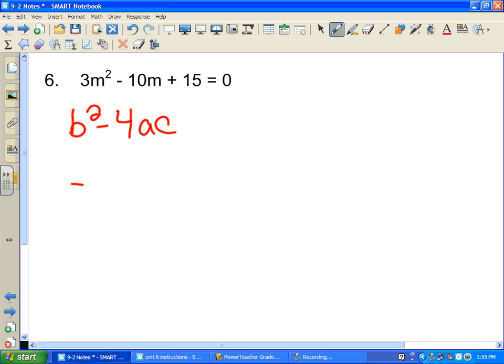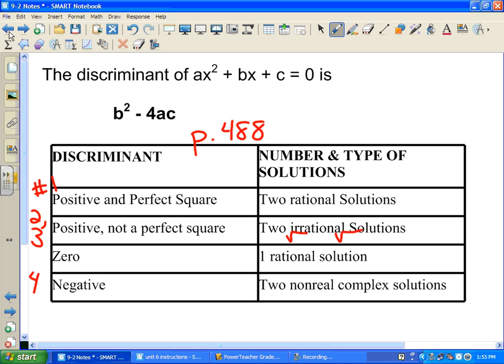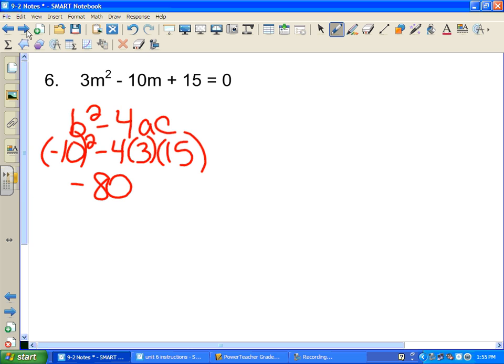Yes? Negative. It should have been negative 10 squared, but remember I told you to know this is negative. So negative 10 squared minus 4 times 3 times 6. If you put the negative, that's fine. Okay, so negative 80 is negative, so you don't have to write all of that, just 2 complex solutions.